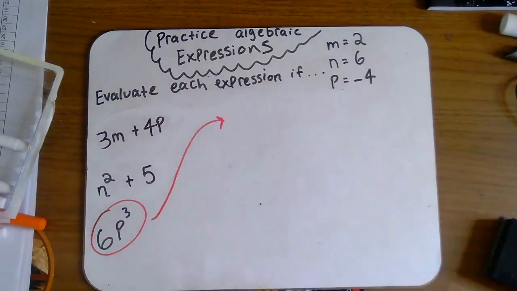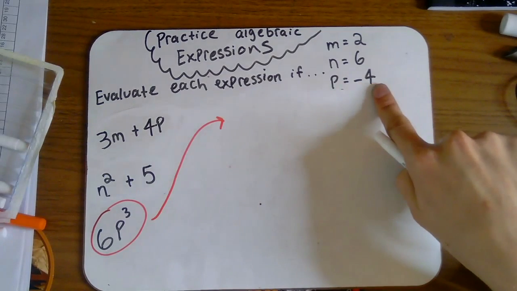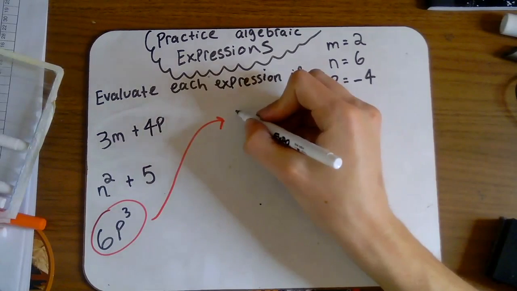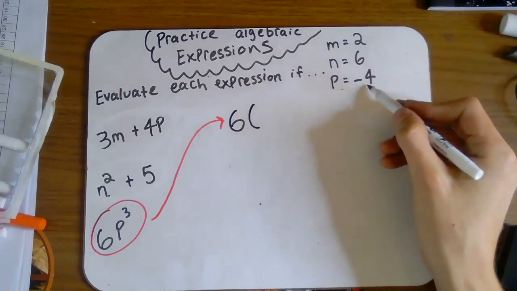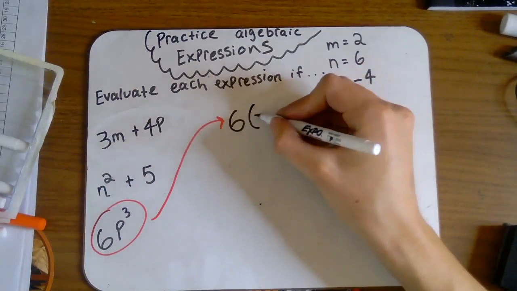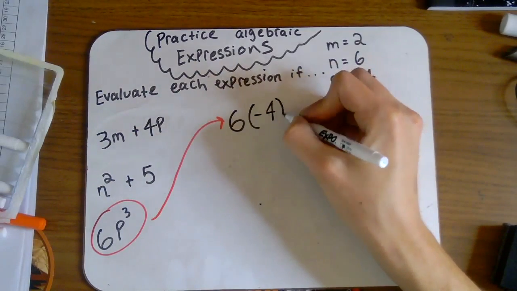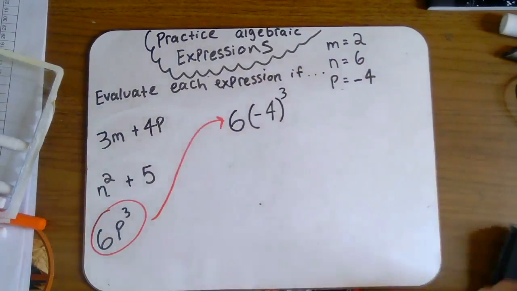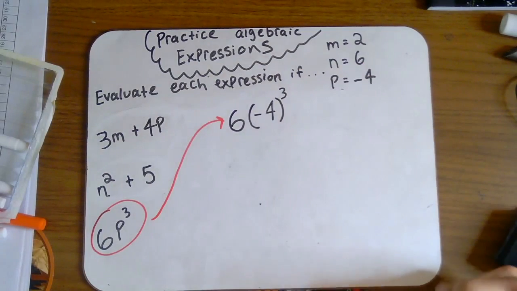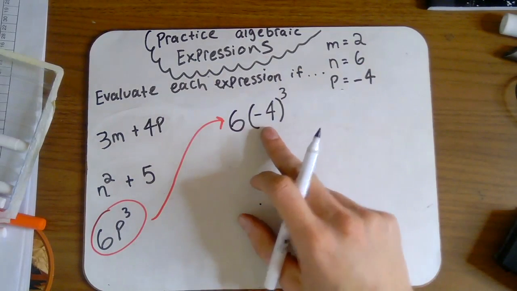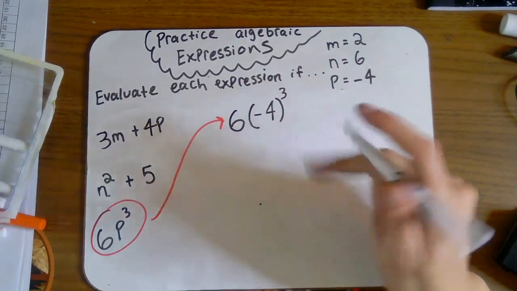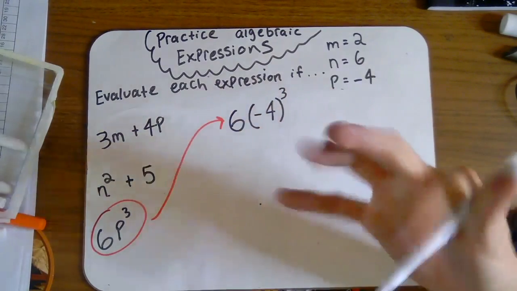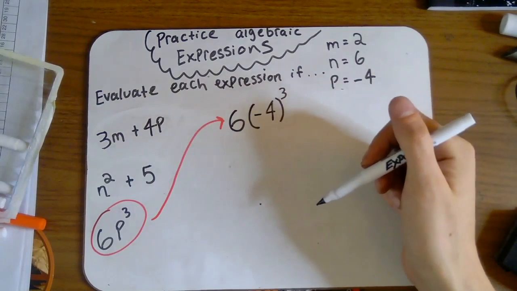So I'm going to copy everything else except instead of a p, I'm going to replace it with negative 4. So let's see what this looks like here. We're going to have 6 times negative 4, because we're not going to use p. We're going to use negative 4, and we're going to cube it, which means we're going to raise to the 3rd power. Well, before we can multiply, we're going to first cube negative 4. We're going to multiply negative 4 by itself 3 times. That's what that exponent here reminds us of what we're going to be doing.